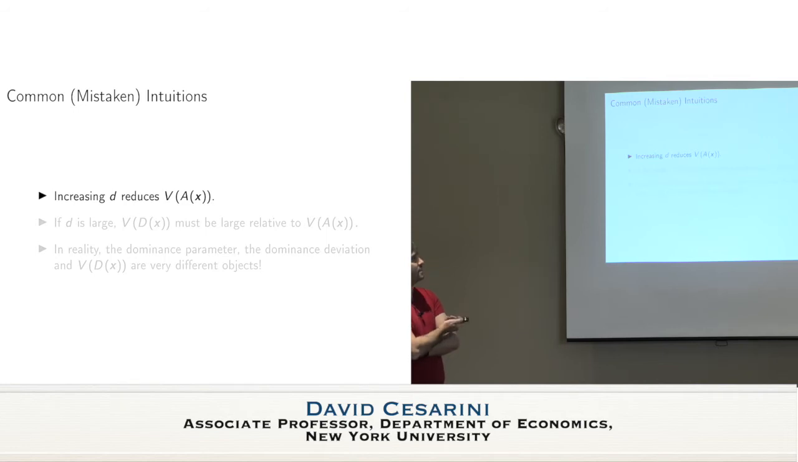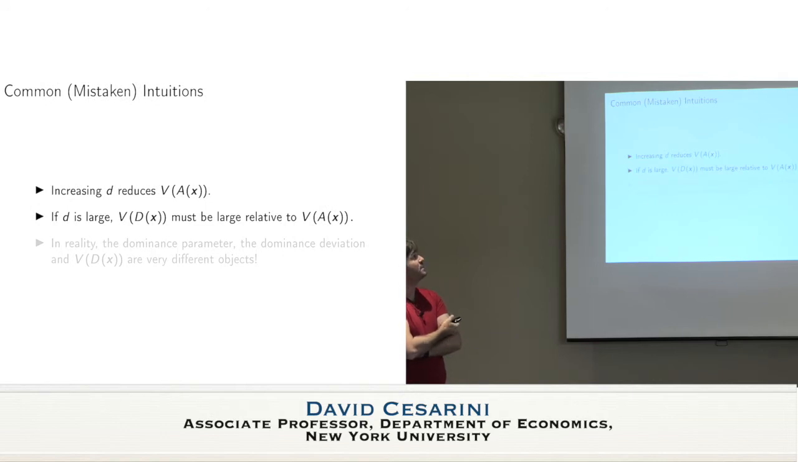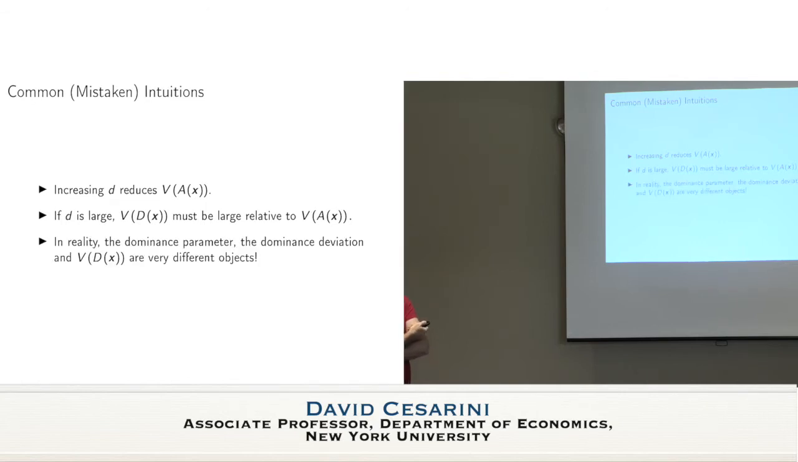Okay. On the next slide, I'll show a little bit more about why that's not necessarily the case. The second is that if this d is large, then it's surely the case that the variance of d of x is large relative to the variance of the additive factor. And I think, in reality, the thing to realize is that the dominance parameter, the dominance deviation, and this variance of the dominance deviations are quite different objects.